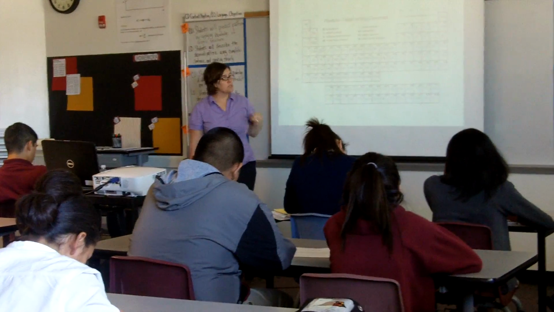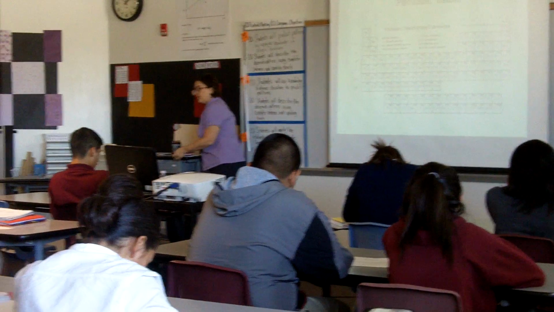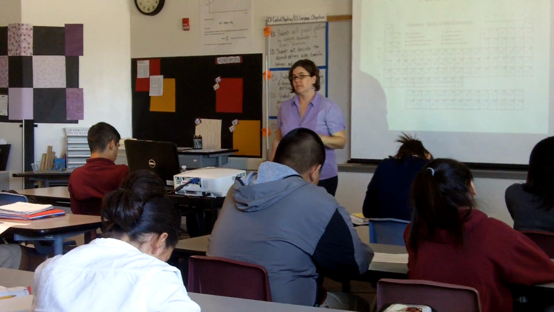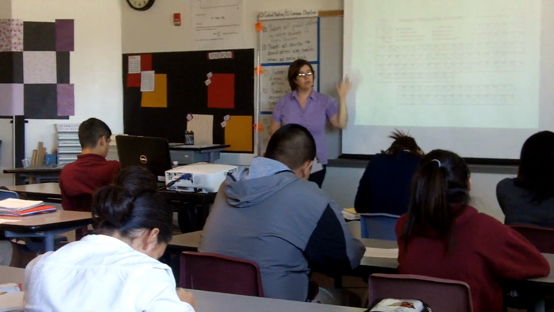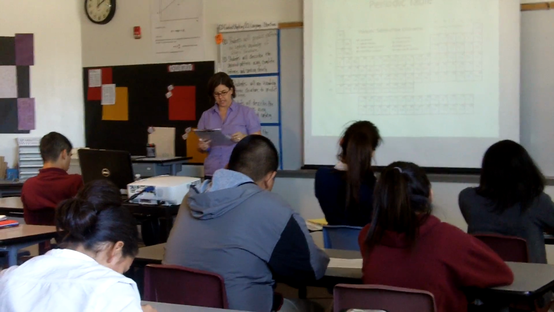But it is important for us to recognize the different names for the rows and the columns. So the columns across the top, what are they called? Groups. The rows down the side, what are we calling those? The periods.